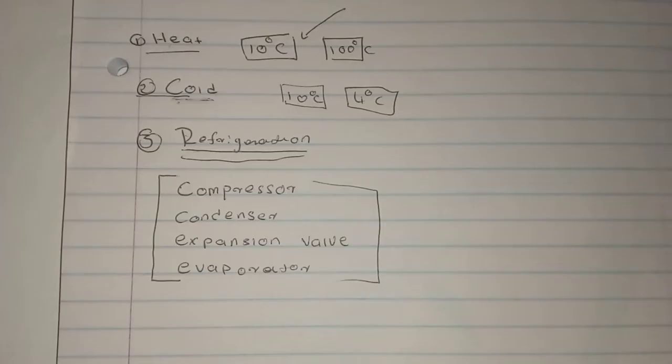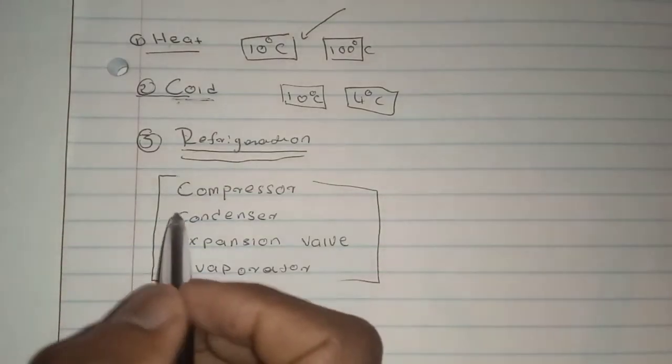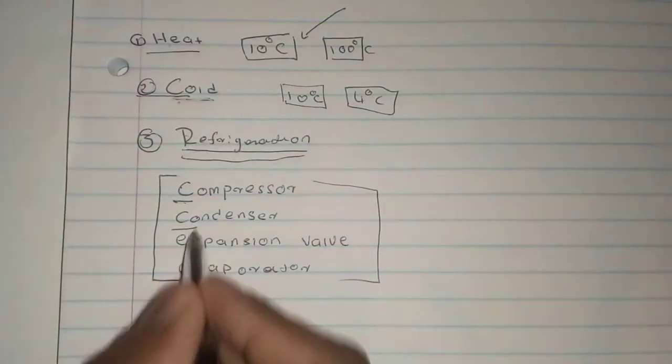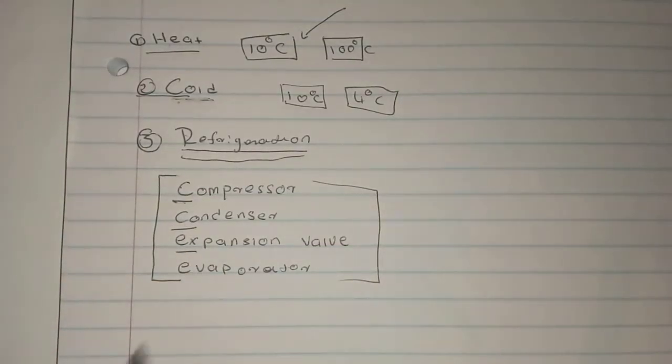These are the components that we use in refrigeration. These are the main 4. We have the compressor, we have the condenser, we have the expansion valve, and we have the evaporator. These 4 arranged in a refrigeration system, we will be able to use them for the purpose of what? Transferring heat, or for the purpose of refrigeration.